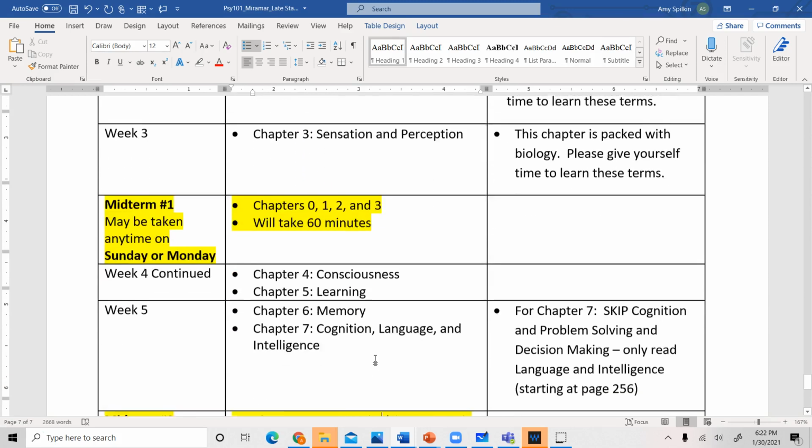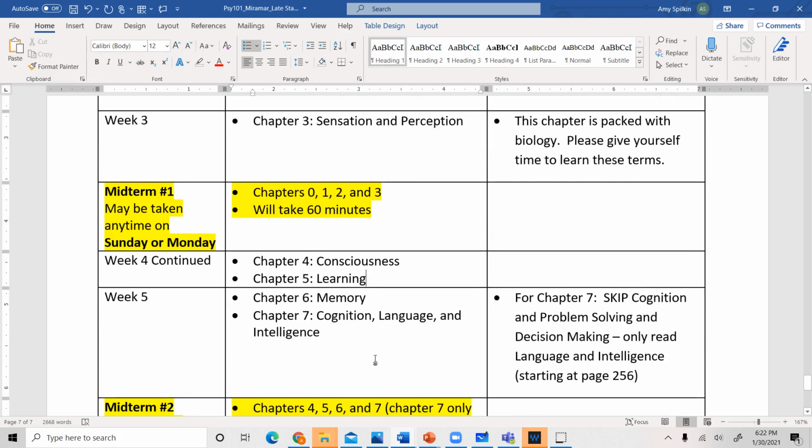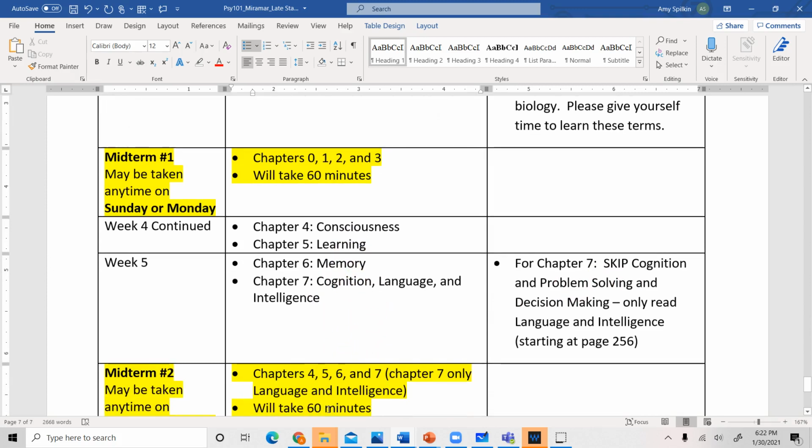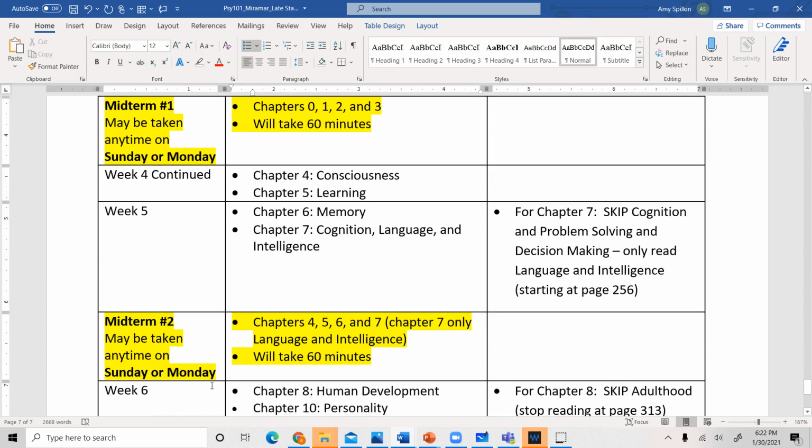Then we'll have week 4, we do 2 chapters, Consciousness and Learning. Chapter 5, we've got Memory, and then Language and Intelligence. You're going to skip Cognition and Problem Solving. And then we have our next midterm, chapters 4, 5, 6, and 7. Again, you could take that anytime on Sunday or Monday of that week.